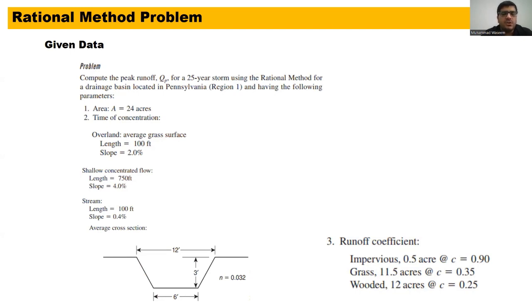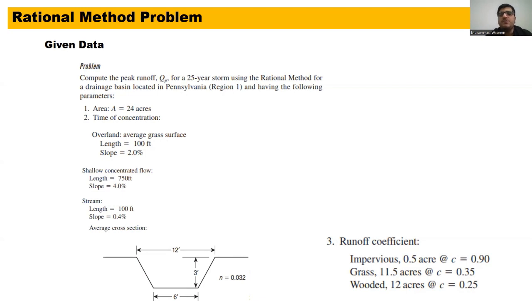And then we have also got some runoff coefficients. C values: impervious is 0.5 acres, grass is 11.5 acres, wooded is 12 acres. And C values for all these different land use types are given. As we have already discussed, for impervious, our C is more towards the value of 1, and for wooded, it is more towards the value of 0. So this is basically the given data.